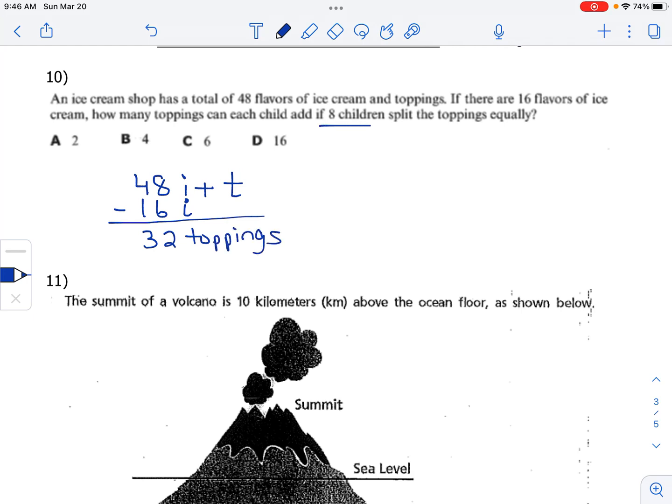And we're saying 8 children are going to split the toppings equally. Right? So we're going to take 32 and divide it by the 8 kids. That means each child is getting 4 toppings. Choice B.